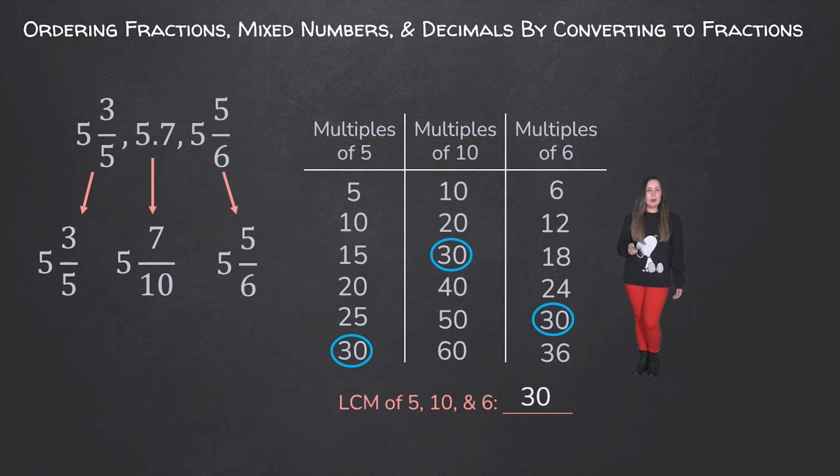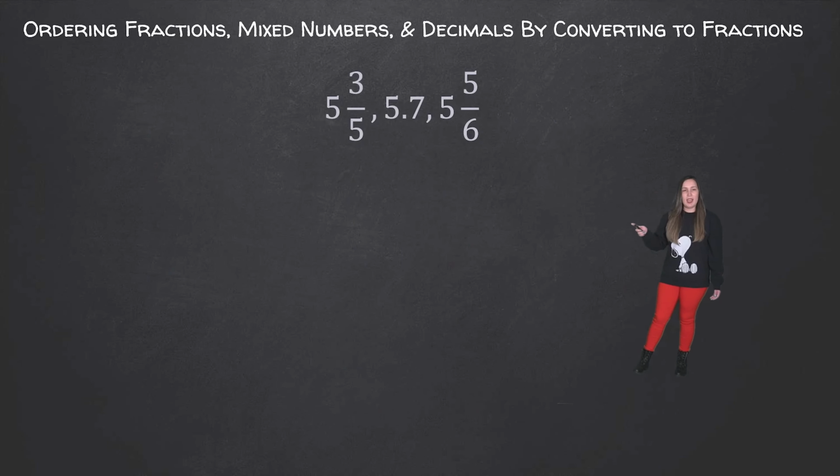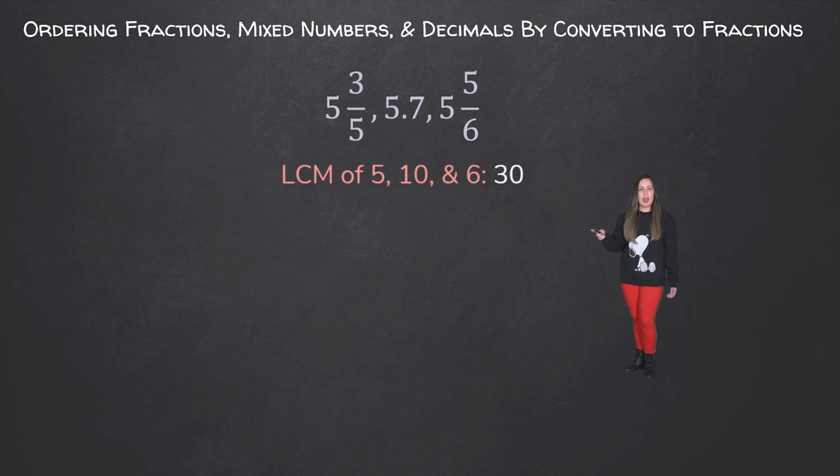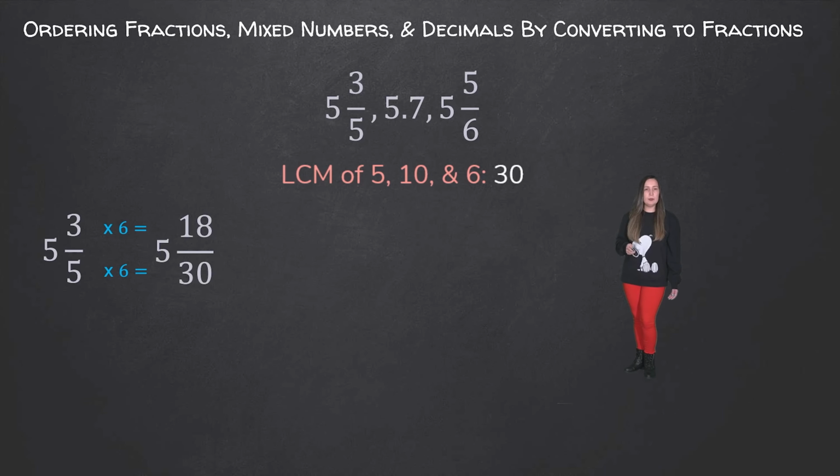So now we're going to take our mixed numbers and rewrite our fractions so that all of them have a denominator of 30. Starting off with 5 and 3 over 5, in order to get a denominator of 30, we have to multiply the denominator by 6. Whatever we do to the denominator, we must do to the numerator. Now the whole number stays the same, but for our numerator, 3 times 6 is equal to 18, and for our denominator, 5 times 6 is equal to 30.